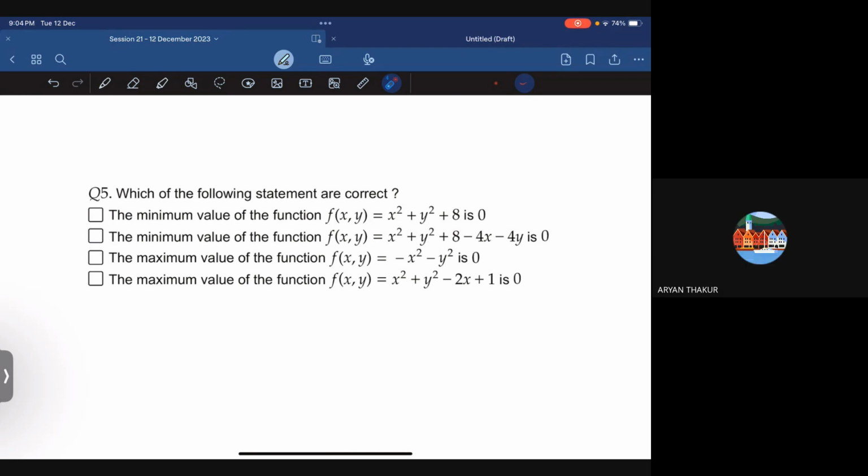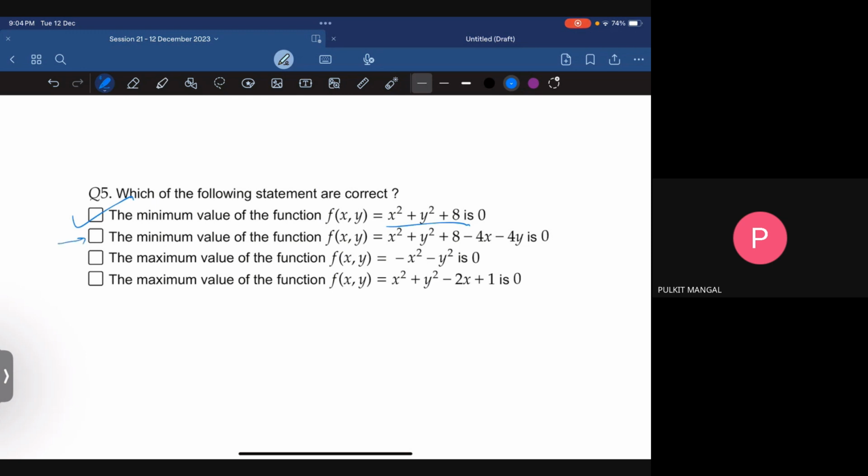No, sir. Then what would be the minimum value? 8, right? Because it is an always positive function. So its minimum will occur when x and y both are 0. And when x and y are 0, the function value is 8, not 0. And that would be its minimum value.